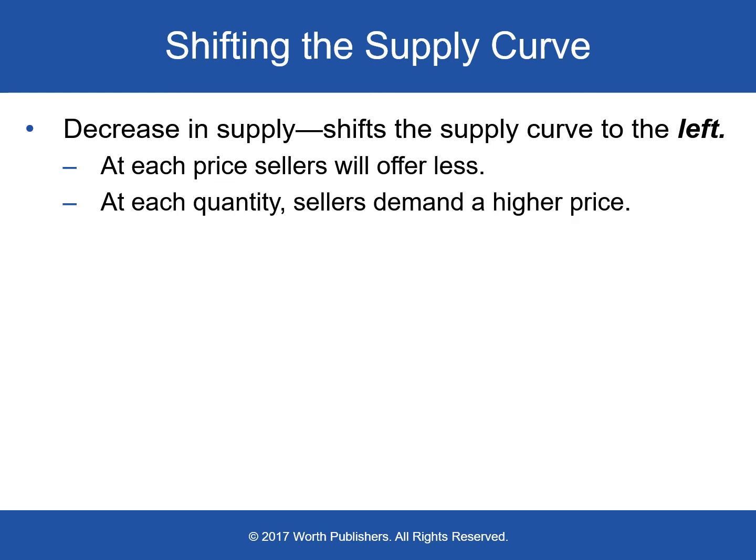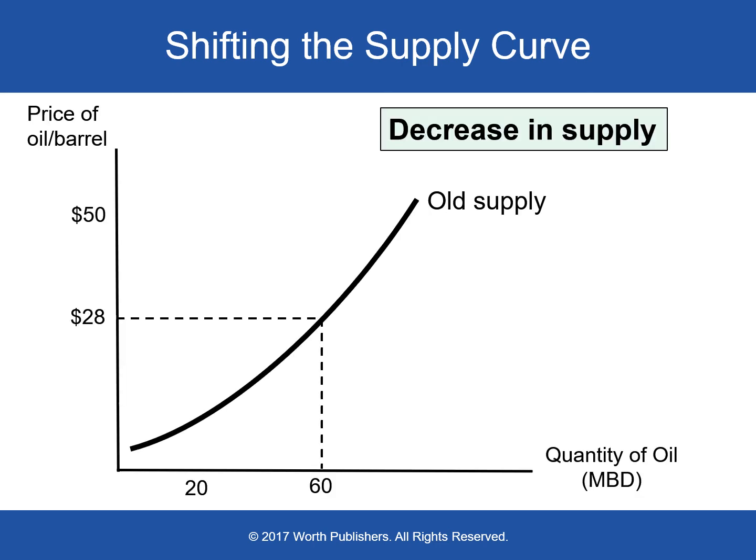Now, to give you the intuition, what might cause a decrease in supply? Well, something like it suddenly becomes more risky and dangerous and costly to produce oil. Something like that would shift the supply curve to the left. So let's show a decrease in supply. Decrease in supply means the supply curve moves to the left.